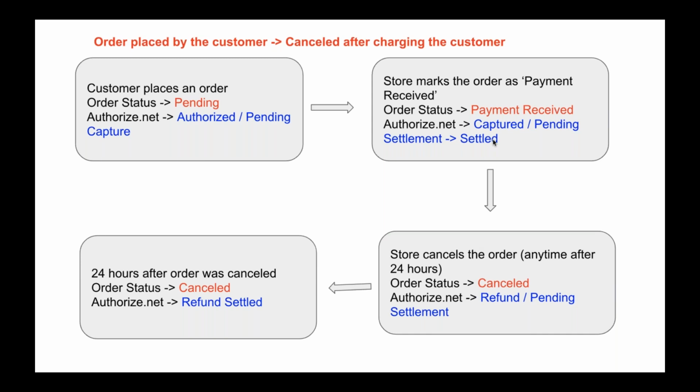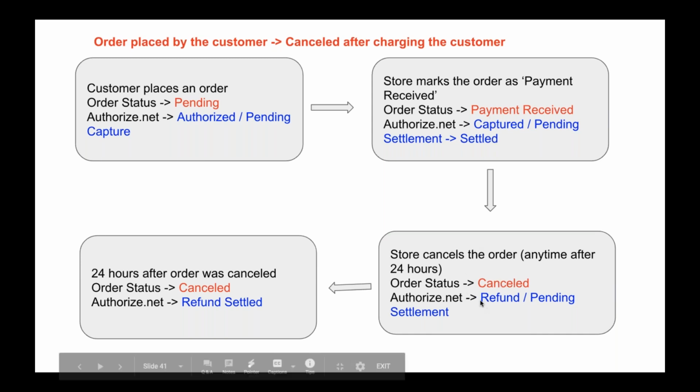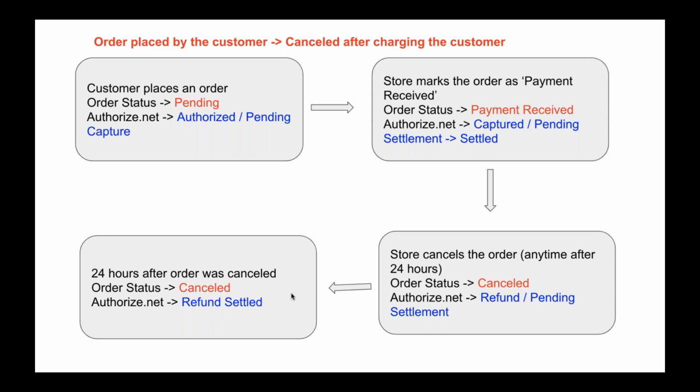So in this case, you are actually canceling a payment received order. When you cancel it, it actually issues a refund, and this one takes 24 hours to settle. So if I issue a refund today, then it'll settle tomorrow. And then after 24 hours, if you look at authorized.net, it will say refund settled. So this happens only if you're canceling an order after the customer was charged.